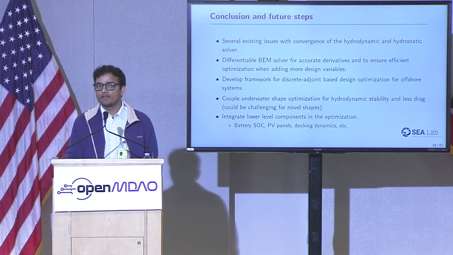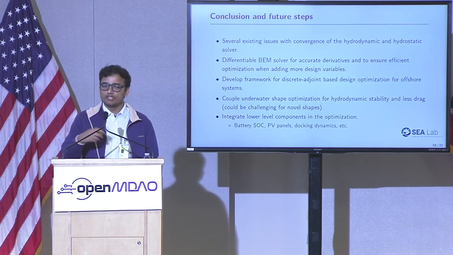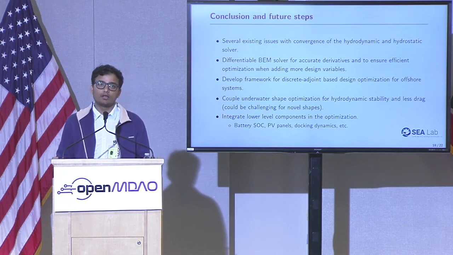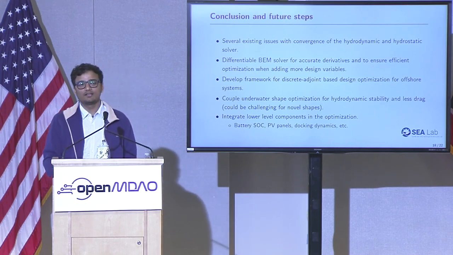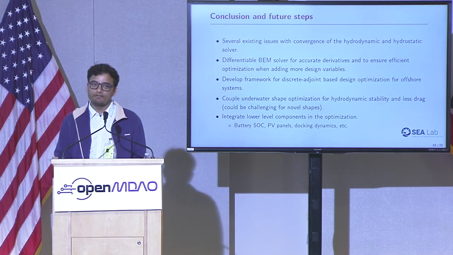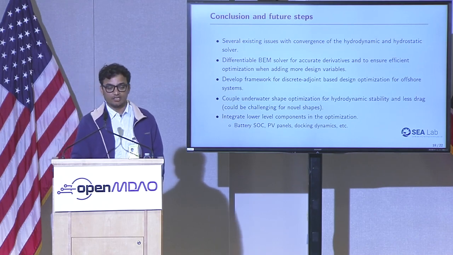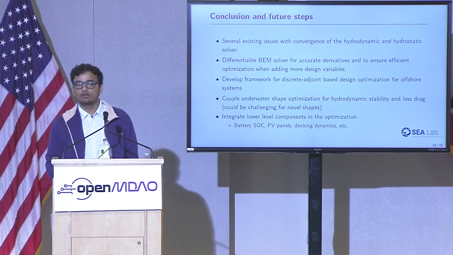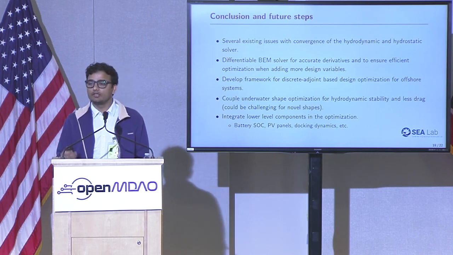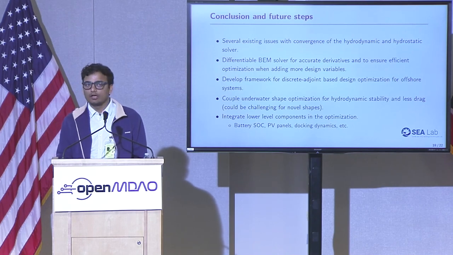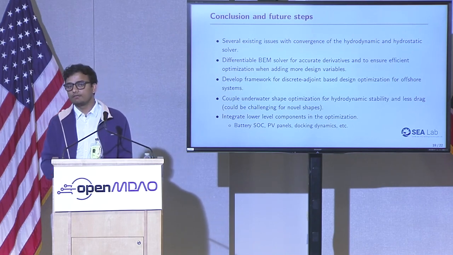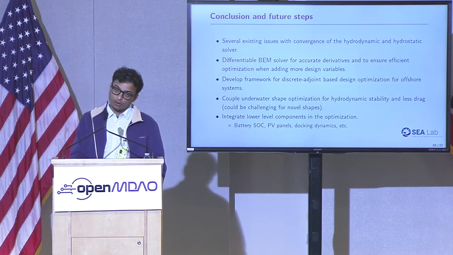And then since I use finite difference, I'm planning to look into either a complex step or go to the scary word, adjoints, and figure that out. And then develop a framework for adjoint-based hydrodynamic design optimization for things like Perl. It could be used for the wave energy converters too. And then at the end, couple the underwater shape optimization for hydrodynamic stability and also less drag.